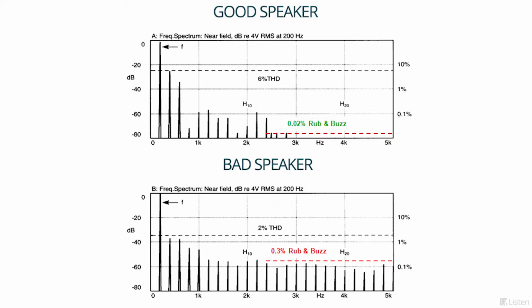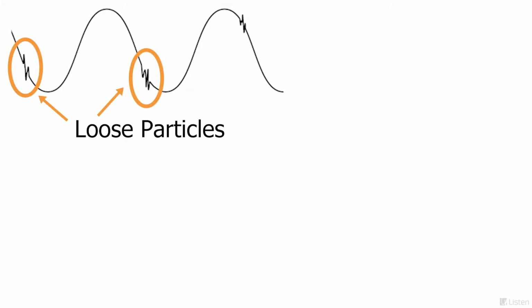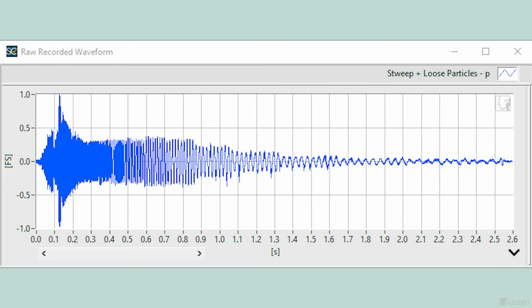Conventional rub and buzz measurements analyze periodic distortion by looking at higher order harmonics in the frequency domain. These usually indicate a rubbing voice coil or similar. However, with loose particles, analysis in the frequency domain does not yield useful information. Loose particle analysis examines transient distortion in the time domain. This identifies random clicking, popping, or rattling noises made by particles trapped behind the diaphragm or dust cap.